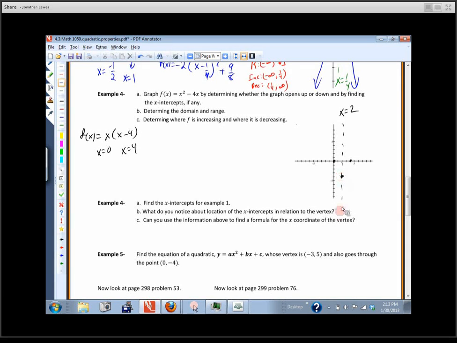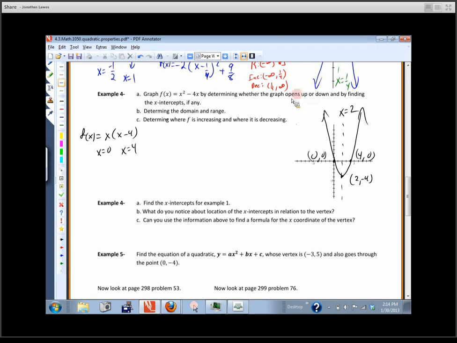-4. So this is (2, -4). This is (4, 0). This is (0, 0). And the graph looks like this. Now, if I had this information right here, would anybody doubt I know what I'm doing when I'm dealing with this particular parabola? Nope. Now, let's finish off the question.